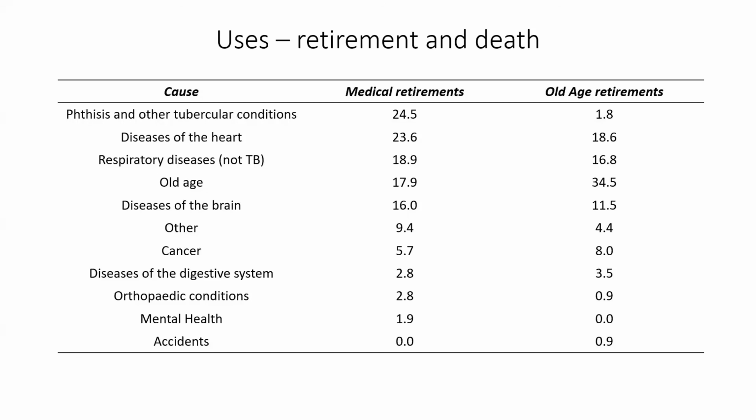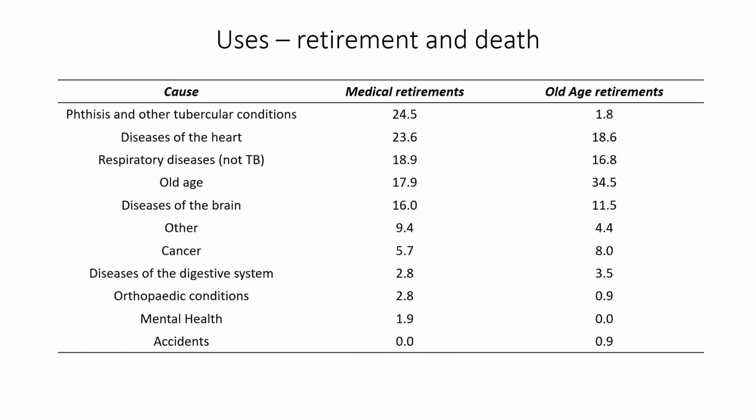So the first one, which is very stark, is right at the top there, people dying from TB. The medical retirements, nearly a quarter of those that retired for medical reasons then died of TB. And the reason for that is because they mainly retired because they had TB. And it kills them relatively quickly afterwards.